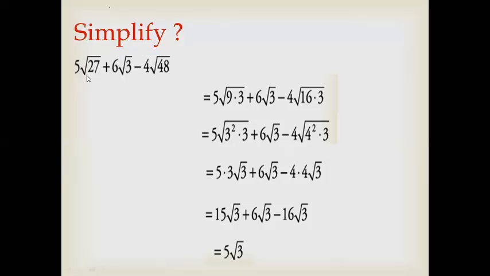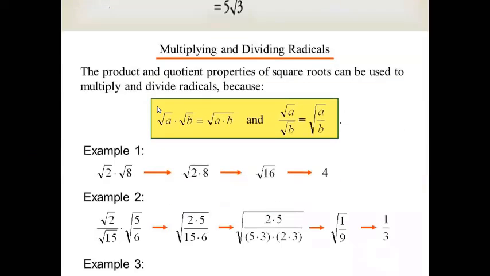So if we have a radical expression like this, 5 root 27 plus 6 root 3 minus 4 root 48, you can simplify the radicals. 27 will be 9 times 3, and 48 will be 3 times 16. So in this one, you can add like terms: 15 root 3 plus 6 root 3 minus 16 root 3. 15 plus 6 is 21, and 21 minus 16 is 5 root 3. Easy, Ahmed? Easy, mister.